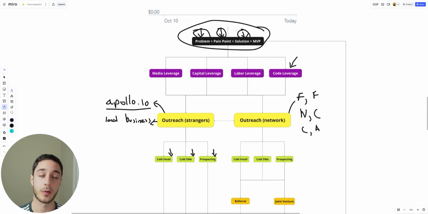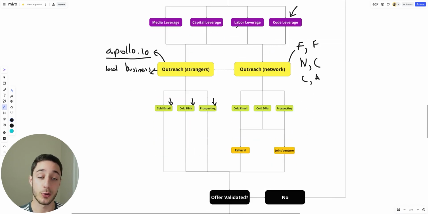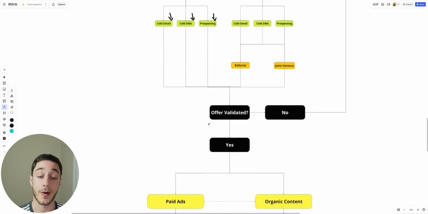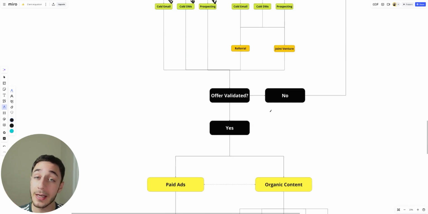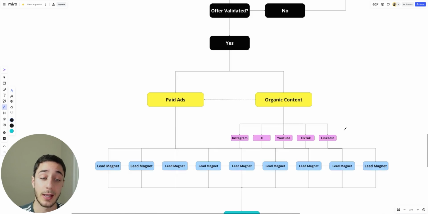What problem you find, what pain point you decide to solve for, and the solution you came up with. It doesn't matter how many times you reiterate here. What's most important is for you to get to a point where your offer has finally been validated. And once it's been validated, then and only then can we actually start talking about posting organic content as well as looking at paid ads.